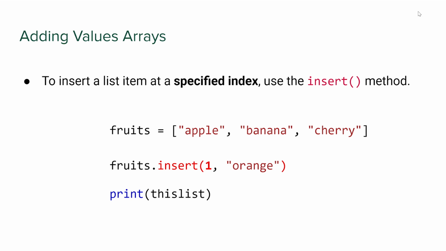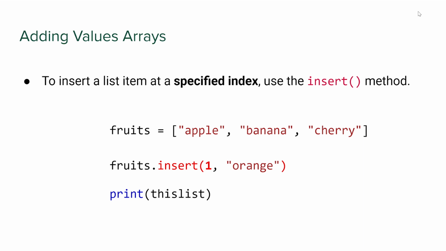So adding values to arrays. To insert a list item at a specified index, which is what I was talking about a little bit earlier, whereby in the case of the append method, I'm adding it to the end of the list. But what if I want to tell it to specifically go into a particular position?